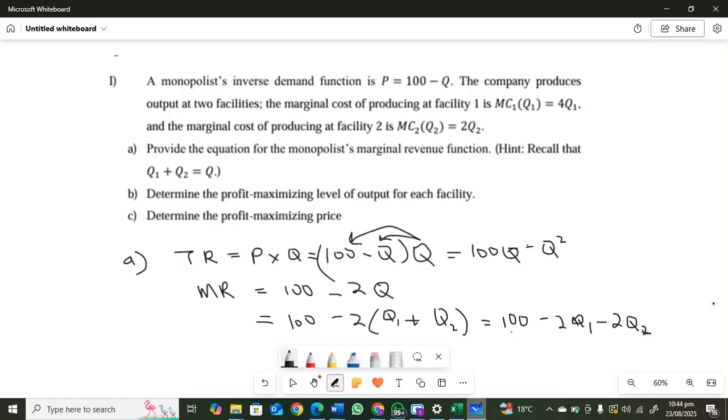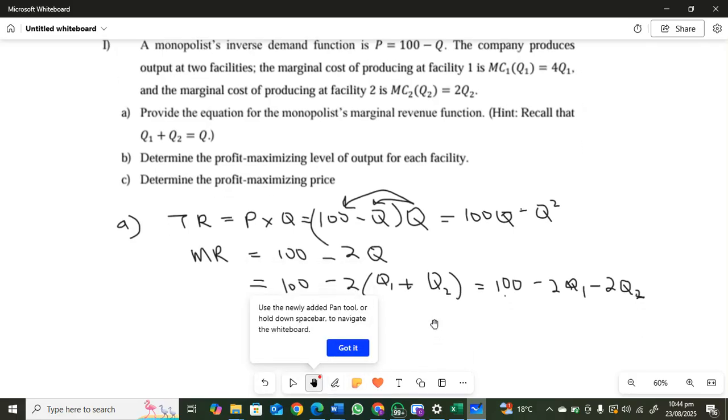Okay, colleagues, that's how you can do it. The other way you would have done it, the moment we started here, this Q, you substitute it with this. This Q, you substitute it with this. Then you make your total revenue function. Then you need to do partial differentiation. Okay. So this is the marginal revenue function. 100 minus 2Q1 minus 2Q2.